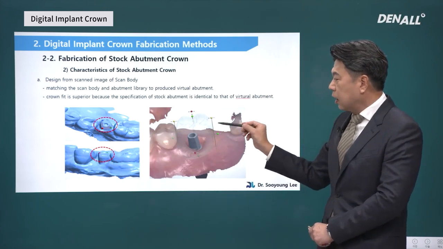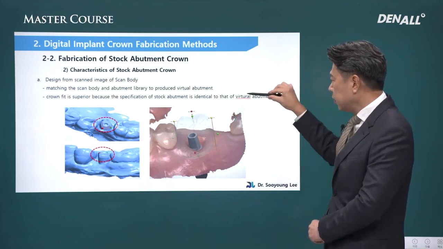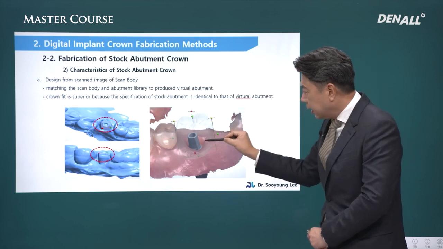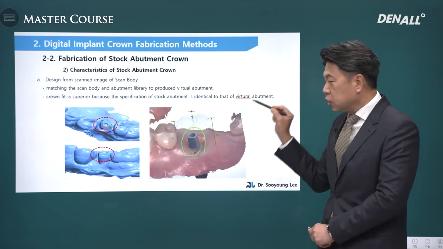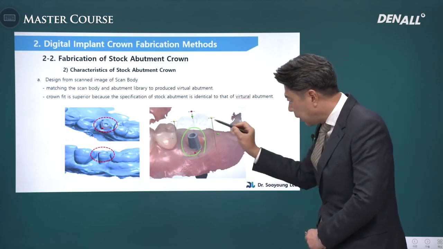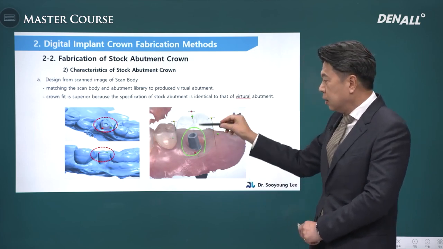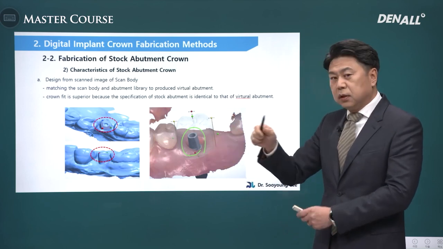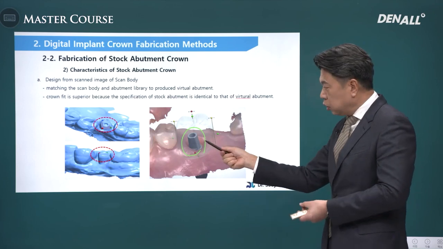Next, there's a library. On the computer, we can choose from the library. If you choose an appropriate stock abutment in the window, it appears on the monitor. Like this, it looks clean and clear compared to the direct abutment intraoral scanning obtained.